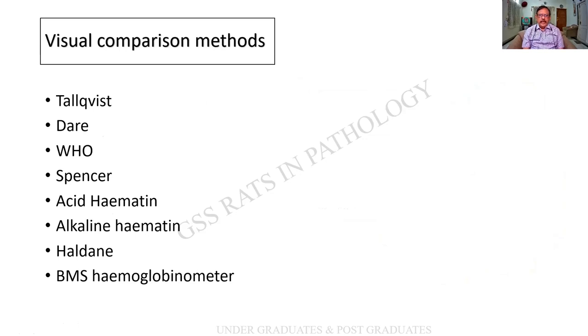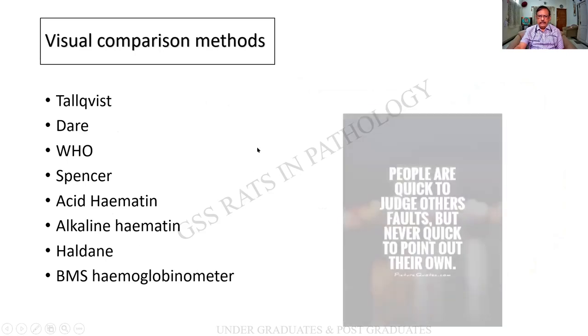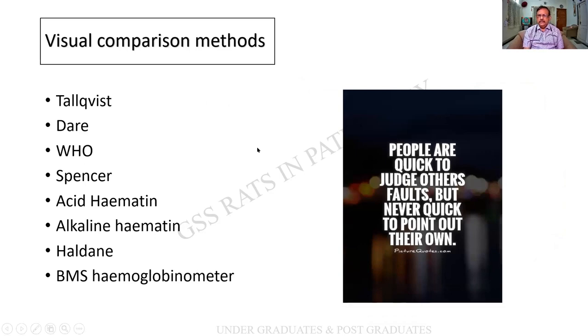Coming to the topic of the day, the various methods for hemoglobin estimation. First and foremost shall be visual comparison methods. And these are the methods I would like you people to kindly memorize, the list: Tallqvist, Dare, WHO, Spencer, acid hematin, alkali hematin, Haldane, and the BMS haemoglobinometer. Again, regarding judgment of code, you people can just go through.